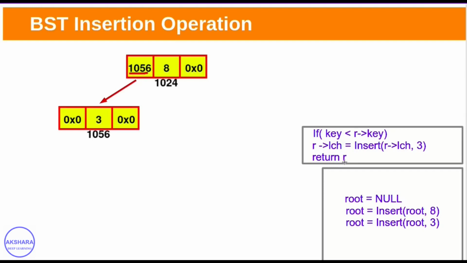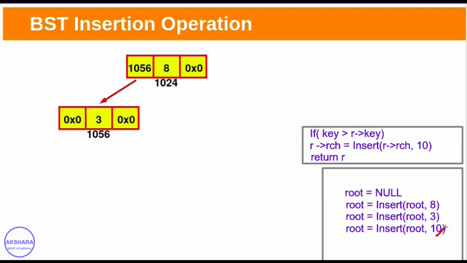Here it is, the address of root node 8. The previous root in this main function is also 8, so the root of this entire tree will remain 8 only. Similarly, insert 10: the insert function will be called with root 8 and key 10. Here 10 is greater than this root key 8, so the insert function will be called on the right subtree.